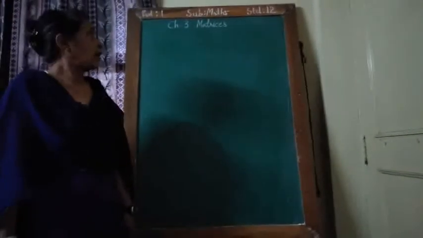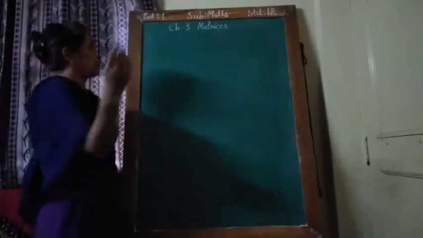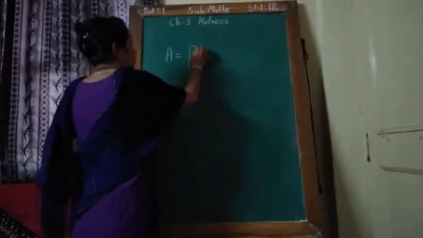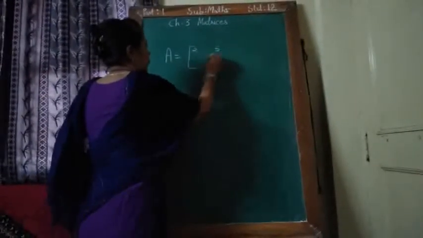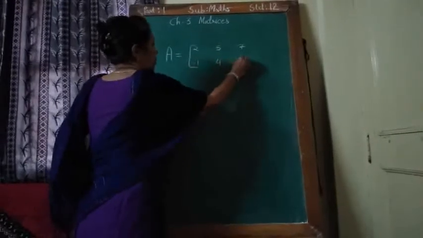Today I start chapter 3, Matrices, of standard 12, and this topic is new for you. This word is in plural form. In this chapter we denote a matrix by one capital letter in this way: A is equal to 2, 5, 7, minus 1, 4, 3.